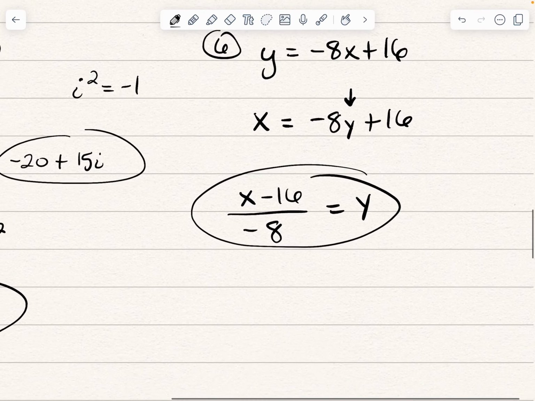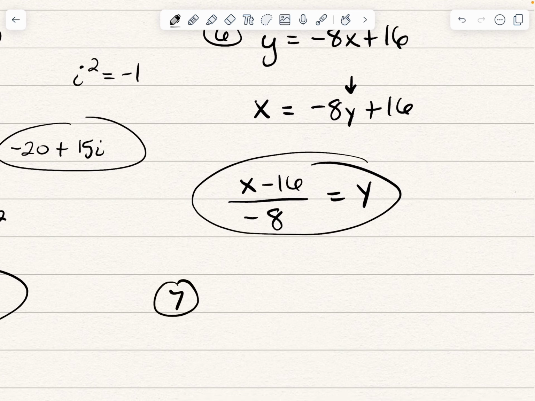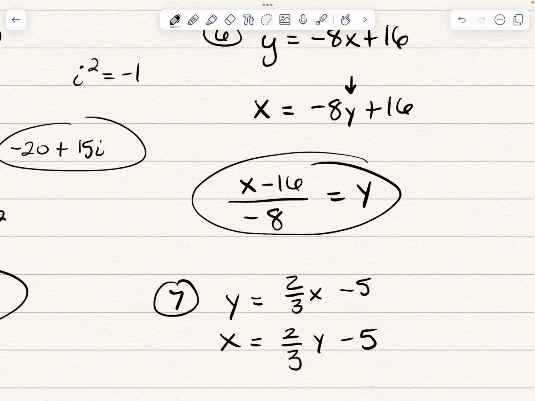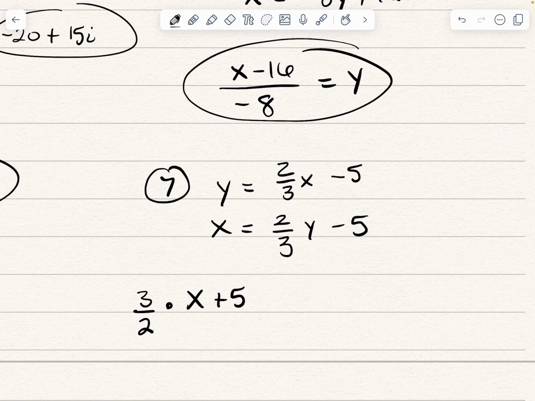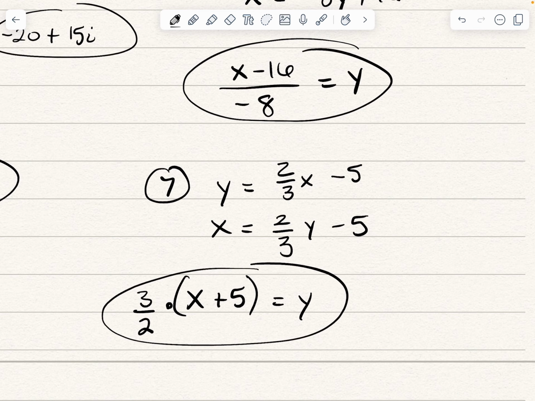Okay, and the last one for number 7. This one has a fraction in it, 2 over 3x minus 5. So again, we're going to swap the x's and the y's. Well, for this one, the first step would be to add 5. And then we have to multiply by 3 and divide by 2. So this is going to be x plus 5. All right, we're going to multiply by 3 and divide by 2. So we're just flipping that fraction. That would be the inverse of this equation.